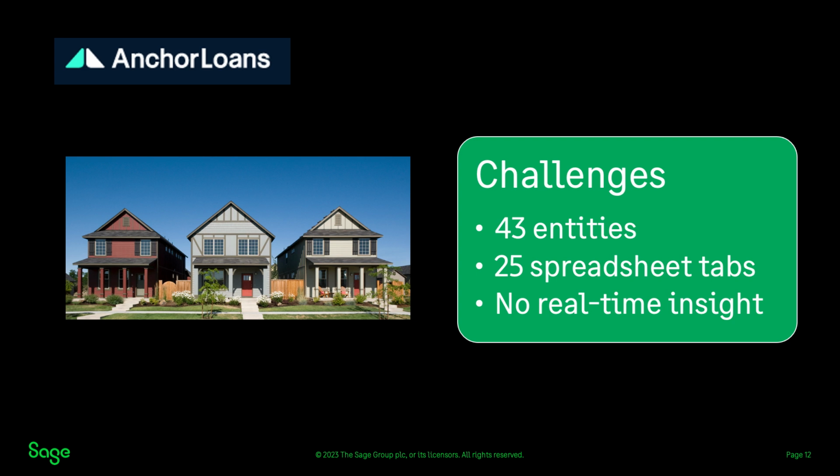The finance team labored with time-consuming manual consolidations across 43 entities, each requiring its own QuickBooks instance. They ended up using a spreadsheet with 25 tabs, so they had no real-time insights to make faster, smarter decisions. In the words of the CFO at Anchor Loans, Brian Thompson, when you have many entities, exporting financials from QuickBooks to Excel for consolidation was an ongoing nightmare.